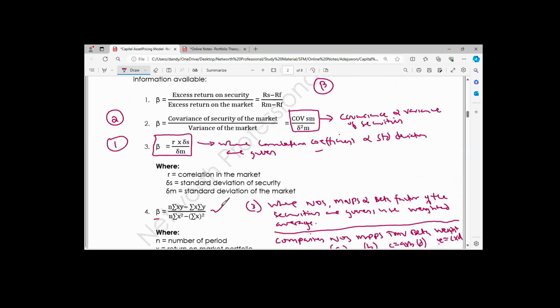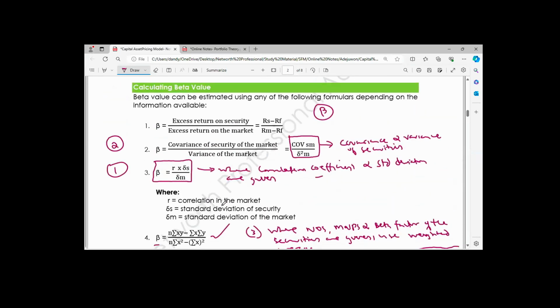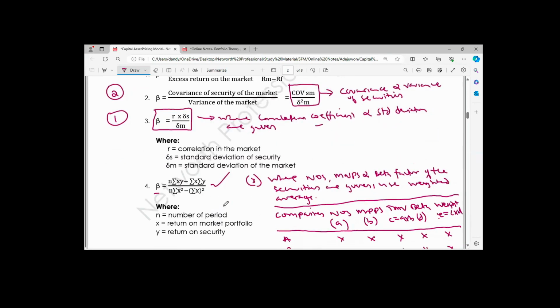All right. The last one is where you are given excess return on security and the excess return on the market. Like I said, the fourth one, which is this one, is used where regression analysis information is given.